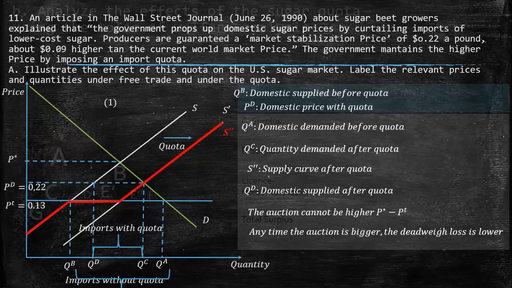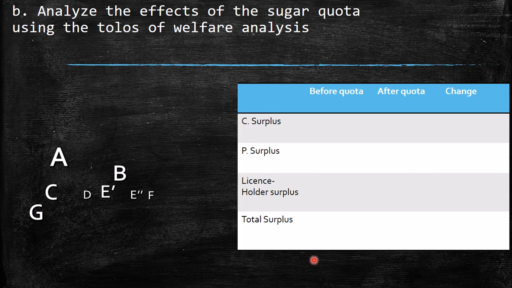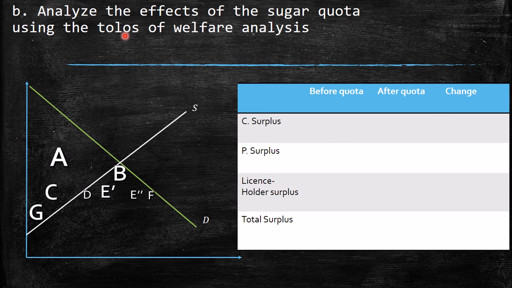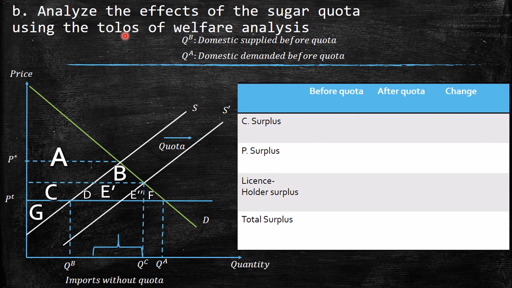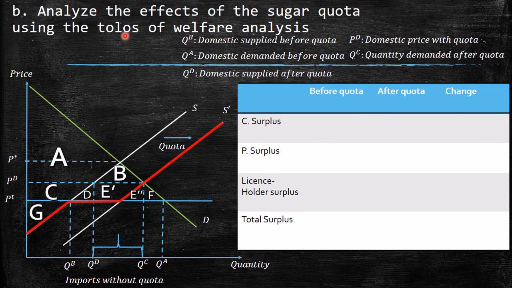Okay, so B says analyze the effects of the sugar quota using the tools of welfare analysis. So here we have again the price and the quantities. Here we're going to represent the quota. First, the consumer surplus before the quota. Before the quota it was all this part: E plus B, C, D, E prime, E2 prime, F. Okay, it was all the triangle.